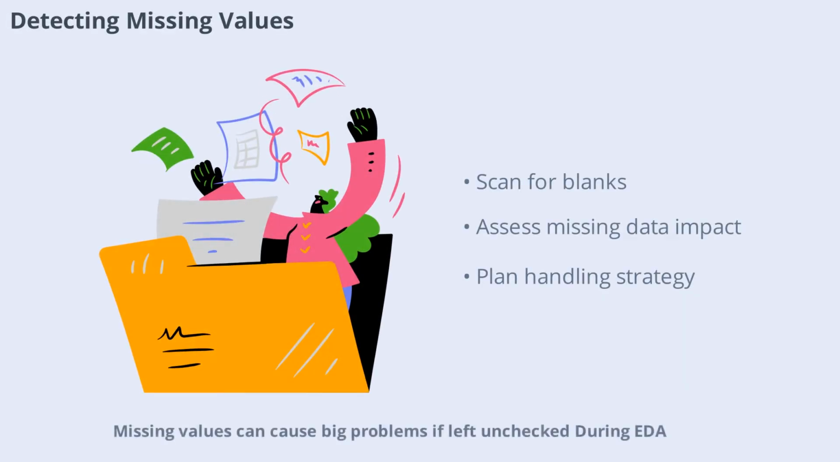Missing values can cause big problems if left unchecked. During EDA, you'll want to scan your dataset for any gaps or blanks. These missing values might be due to errors in data collection or simply unavailable information. By identifying them early, you can decide how to handle them, whether that means filling them in, removing them, or using special techniques. This step helps ensure your analysis is accurate and reliable.